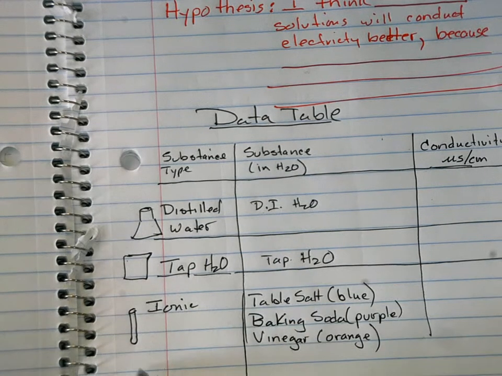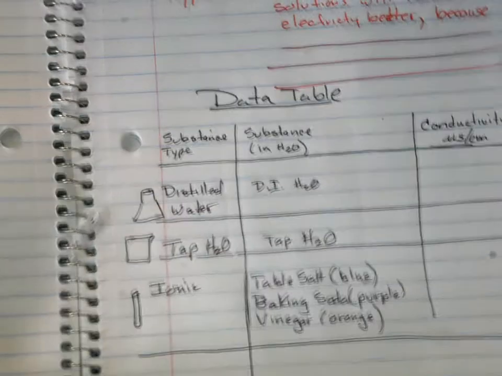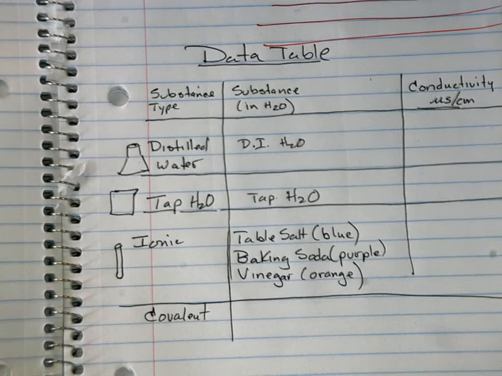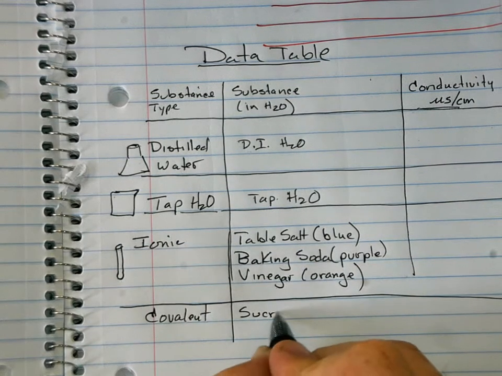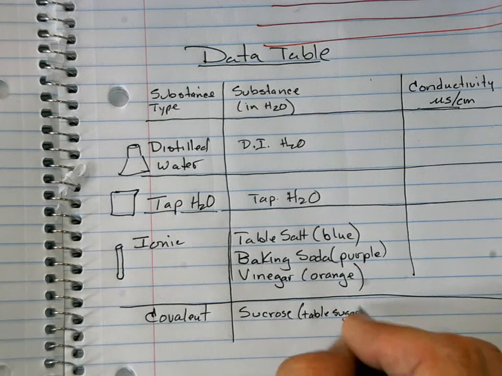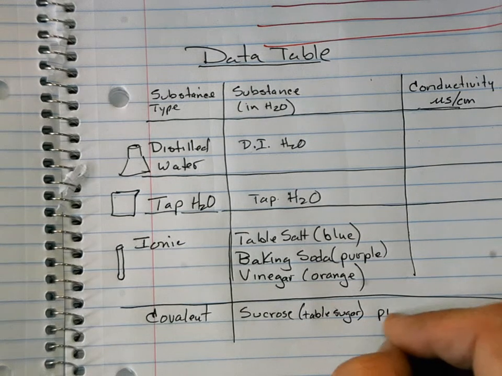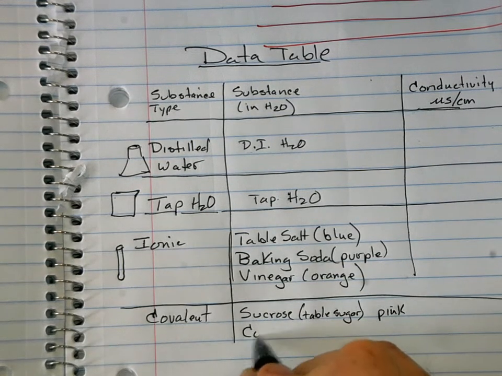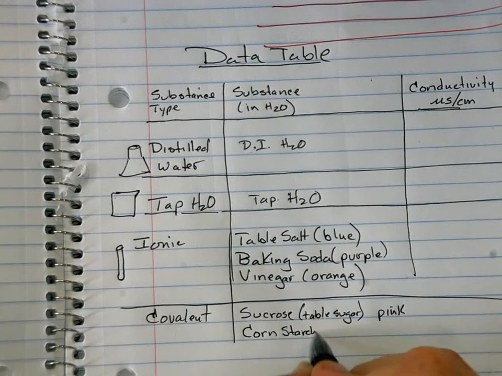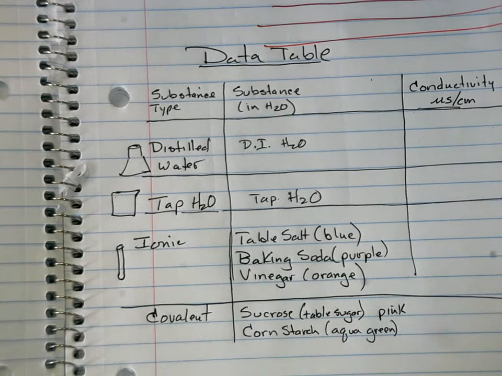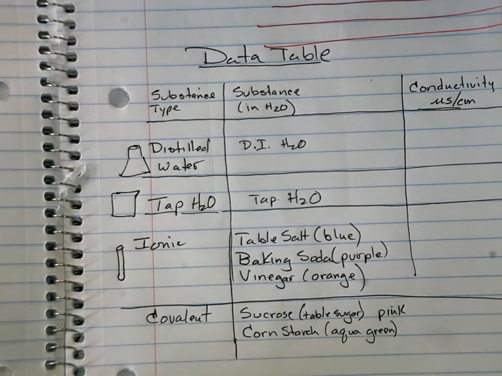Now the next grouping over here, I have to zoom out. We're going to do covalent substances. The first one is going to be sucrose, table sugar, and that'll be pink. The next one is going to be cornstarch, and the cornstarch will be a green color. It's more like an aqua green. I couldn't get it to be totally green. And the last one will be rubbing alcohol.